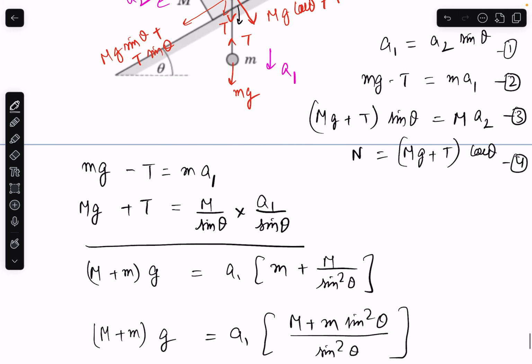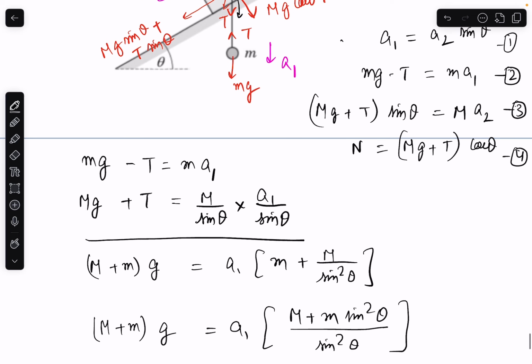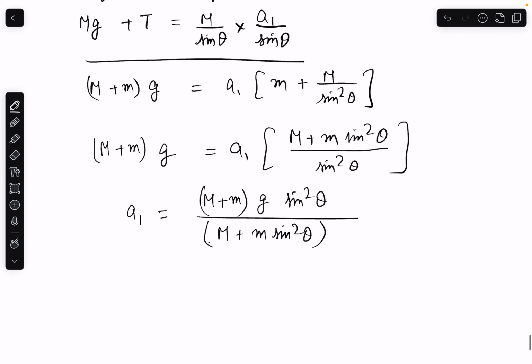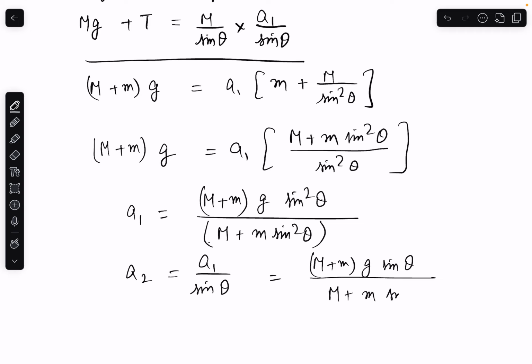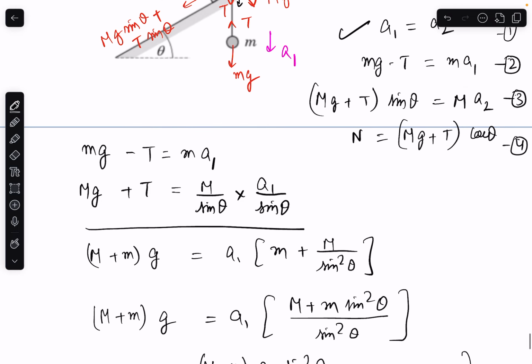Also from equation 1, a2 is a1 divided by sin theta. So we have to just divide by sin theta in the above expression. So we will get (M plus small m) into g, one sin theta will get cancelled, divided by (capital M plus small m sin square theta). So they are the required answers. So that is it. I hope you get it.